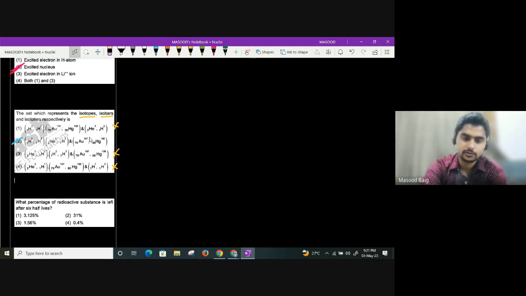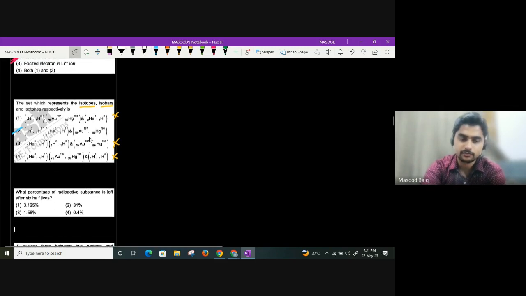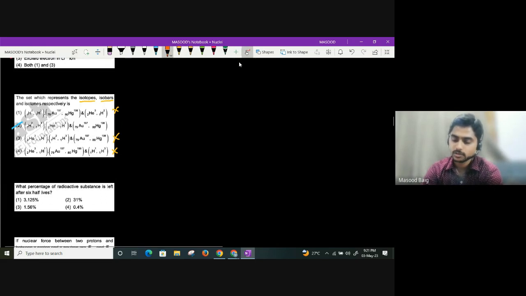What percentage of radioactive nuclei is left after 6 half-lives? What is the formula that we will apply? N value will be N naught divided by 2 power n, which is N naught divided by 2 power 6, which is N naught divided by 64. This is the number left.